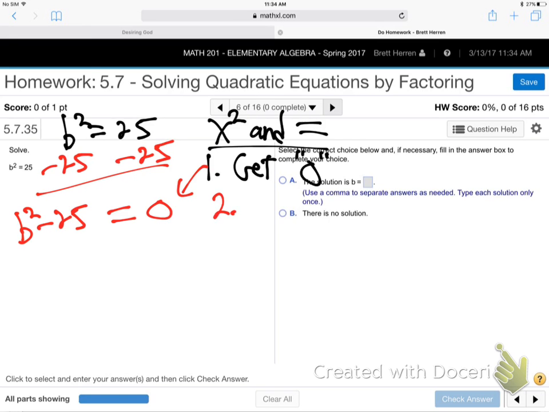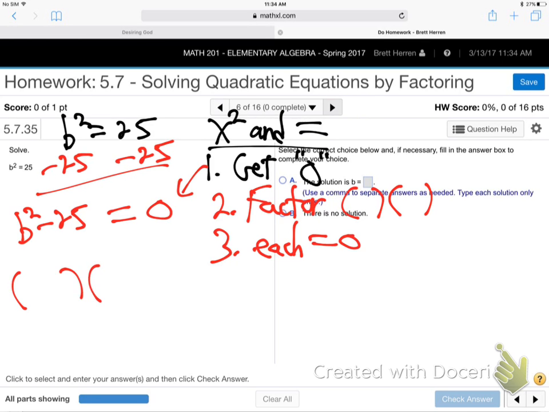Step 2, then factor. You know, like the parentheses. And then step 3, each equals 0. So step 1, get a 0. So I've got a 0 over there. That's step 1. Step 2, factor. Now how am I going to factor that one?